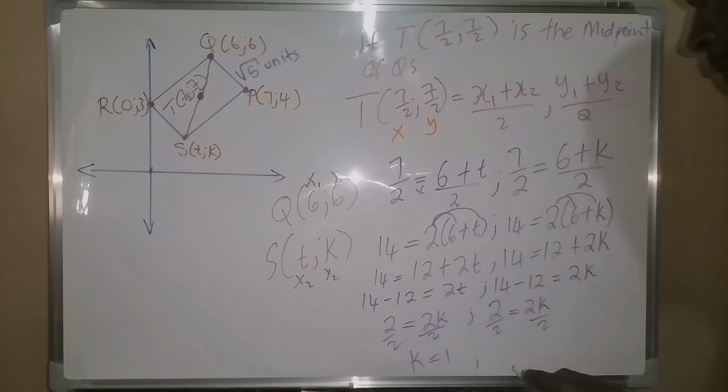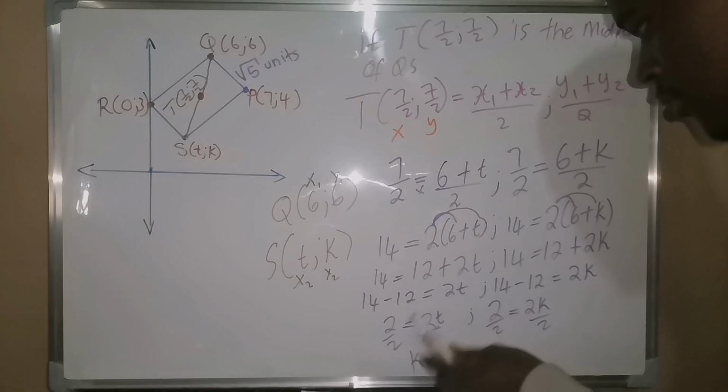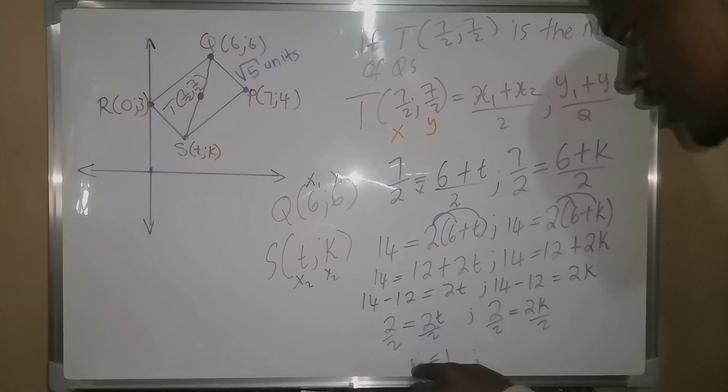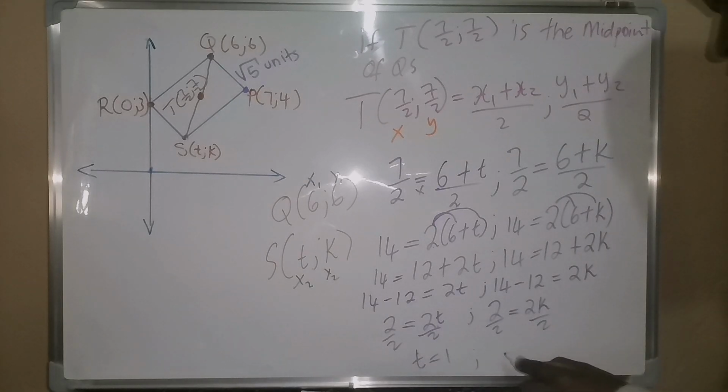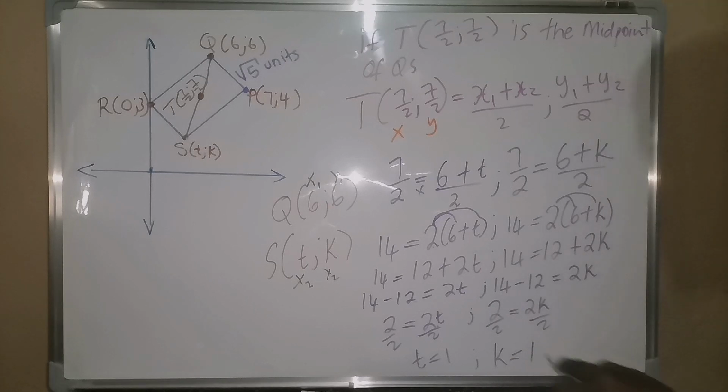Sorry guys, apologies. It's t here, not k. It's t. Then 2 divided by 2 is 1. Therefore k is equal to 1.